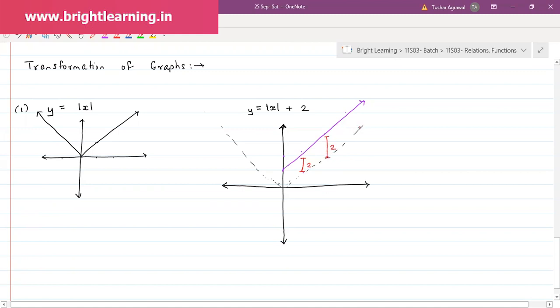This vertical distance is 2 units. Why? For each and every x, whatever was my initial value of mod x, I have to add plus 2 to get my new image. What is my new image? It is mod x plus 2. Here also the same story will be repeated for negative x's. So the graph is shifting completely 2 units upwards along the y-axis.